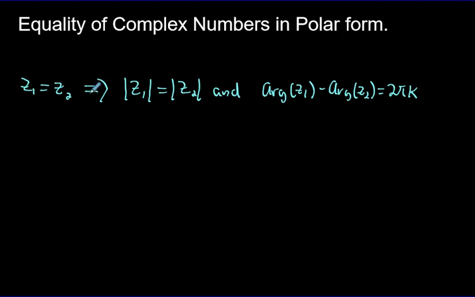Hello, now we're going to talk about the equality of complex numbers in polar form. If you have two complex numbers and they are equal, two things need to happen. First, their modulus, or magnitude, needs to be the same. But for the arguments, or angles, they should subtract and be equal to 2 pi k.